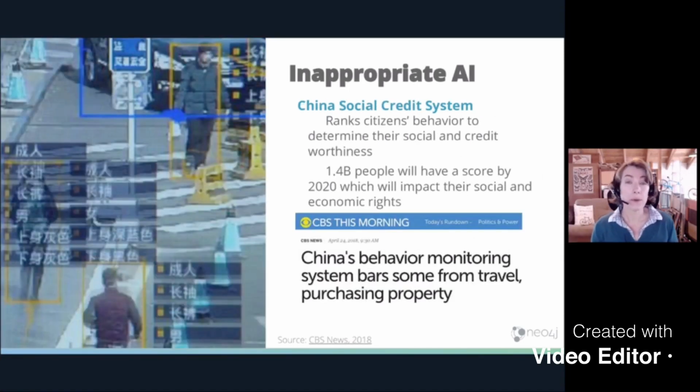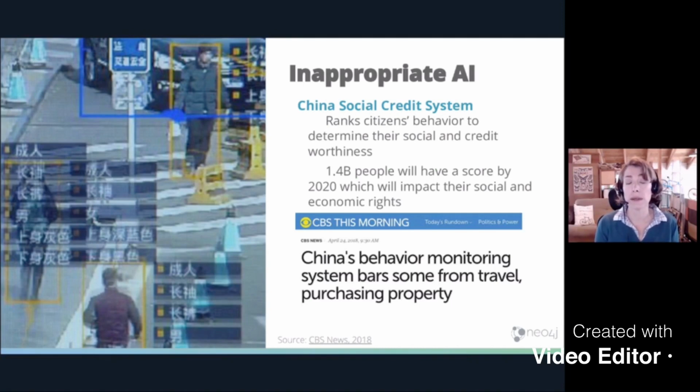Another area that I think a lot about is AI working absolutely properly, but not appropriately. An example for me of that is the Chinese social credit system, where it looks at citizens' behavior for both social and credit worthiness. And in the US, we don't usually put those two things together, but it will score things based on your financial habits, which you would expect for a credit worthiness score, but also social behavior. So in this picture, we have recognition, it looks like in one case, maybe facial recognition of people walking through the street.